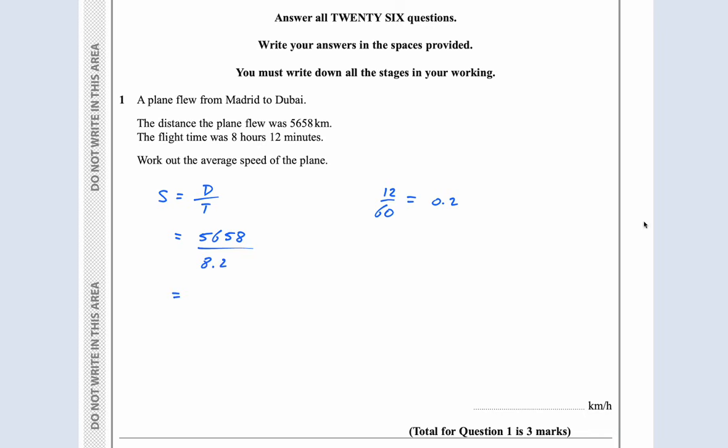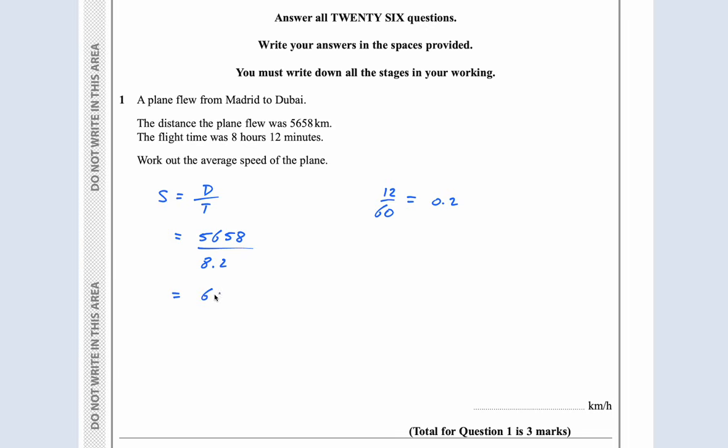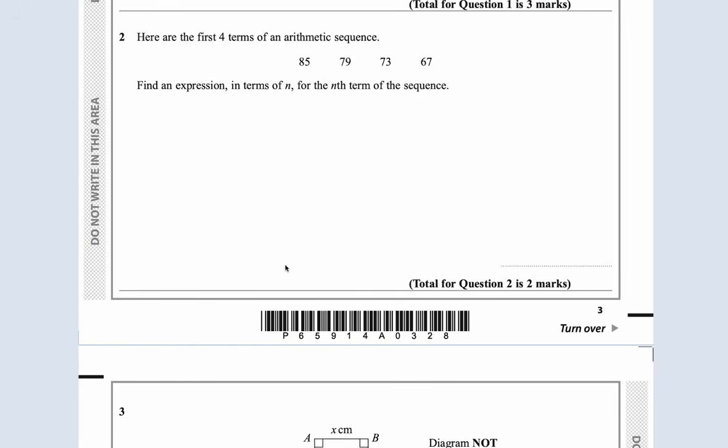So it's 5658 divided by 8.2. 690. That's the answer. 690. Put it here. Okay, that's question 1.